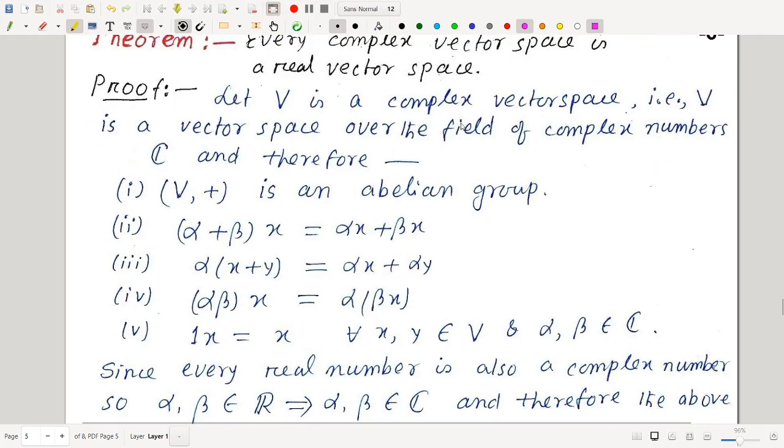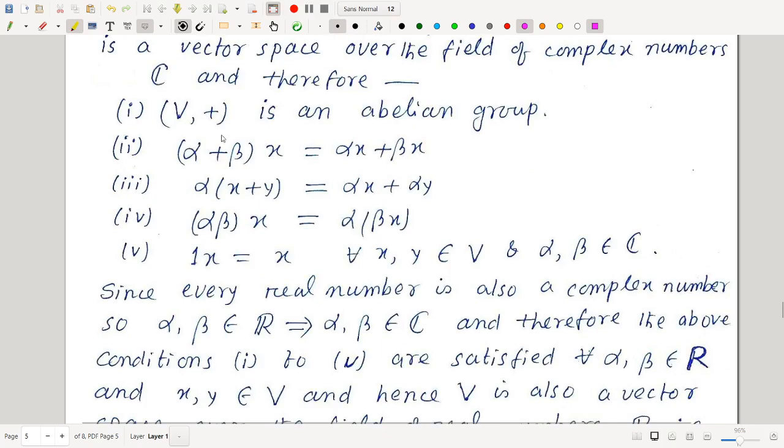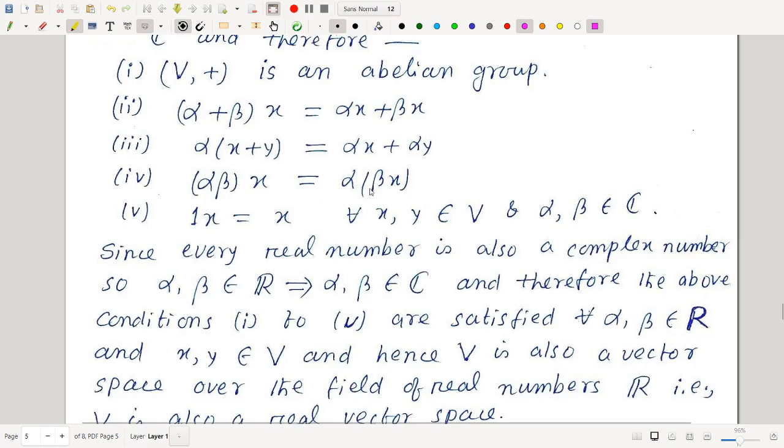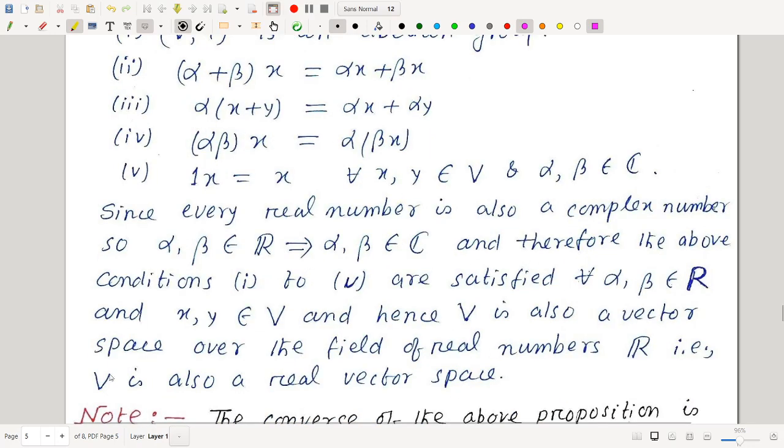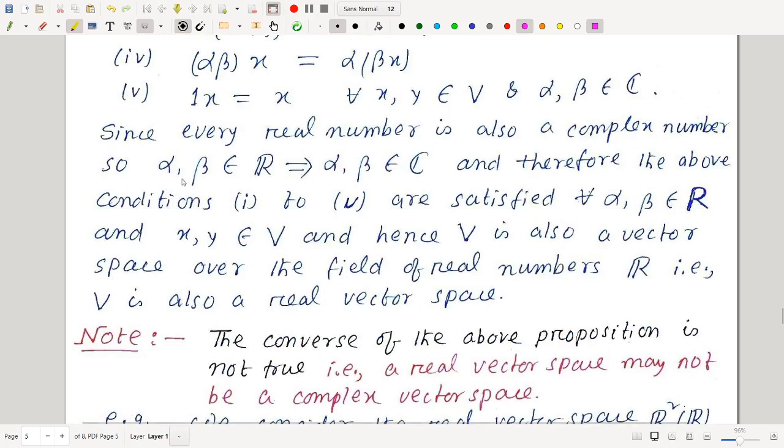See, let V be a complex vector space, that is V is a vector space over the field of complex numbers C, and therefore V plus is an abelian group. Alpha plus beta x is alpha x plus beta x, alpha x plus y is alpha x plus alpha y, alpha beta x is alpha beta x, 1x is x. These conditions we have written for all x, y in V and alpha beta in C. These conditions are satisfied by all x, y in V and all scalars alpha beta in the complex field. Now, since every real number is also a complex number, if I take alpha beta from R, then surely alpha beta belongs to C.